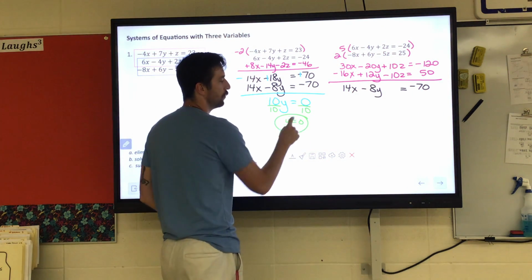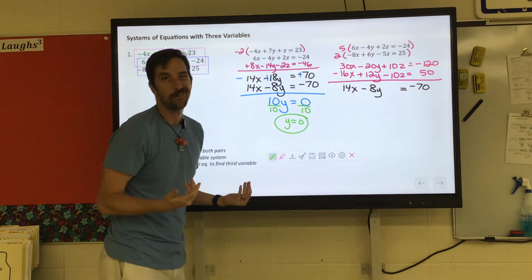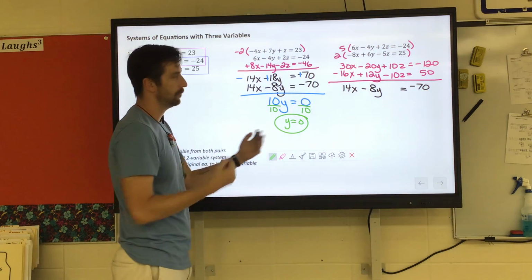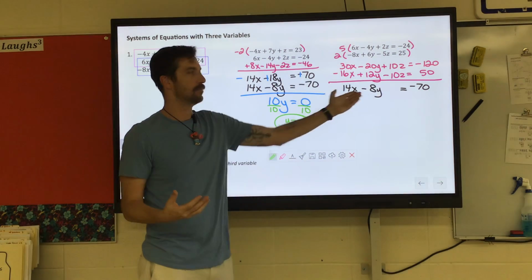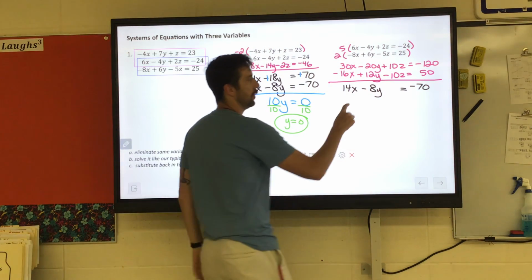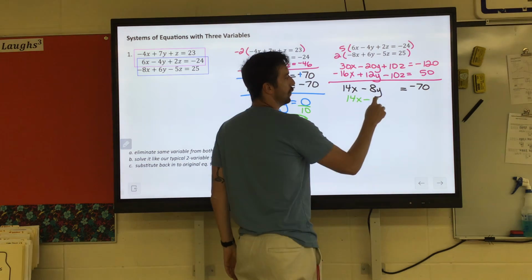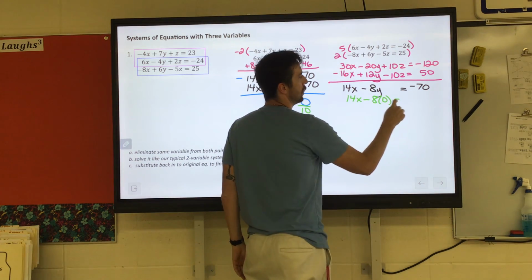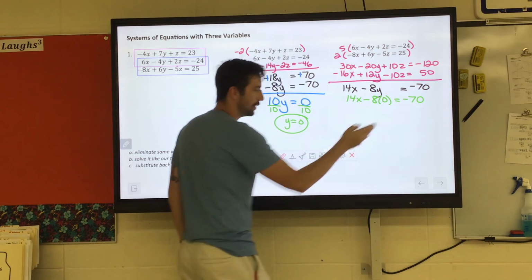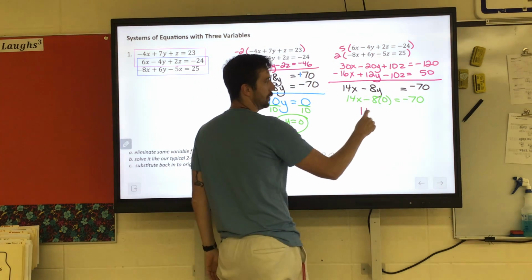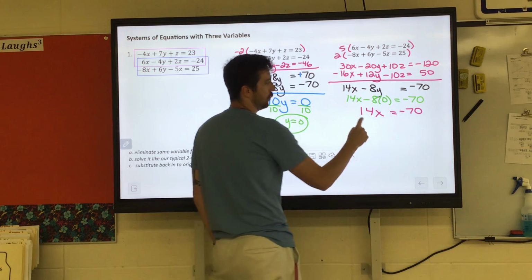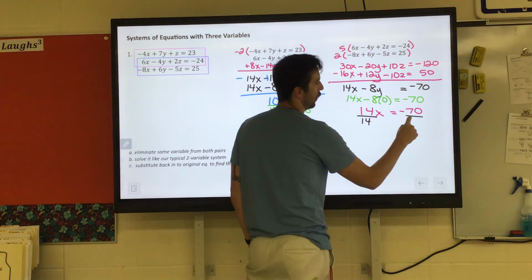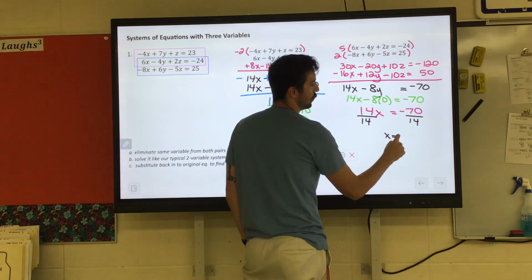As soon as you have a variable, it gets a lot easier. You can just take it back a step. I'm going to take it right over here since I have the space. And I'm going to substitute in 0 for y, and then I'll be able to figure out x. So 14x minus 8 times 0 equals -70. 8 times 0 is just 0, so we have 14x equals -70. And if we divide that by 14, we get x equals -5.